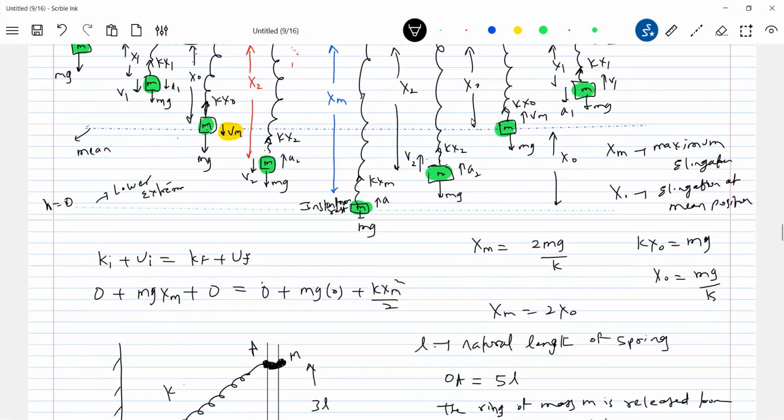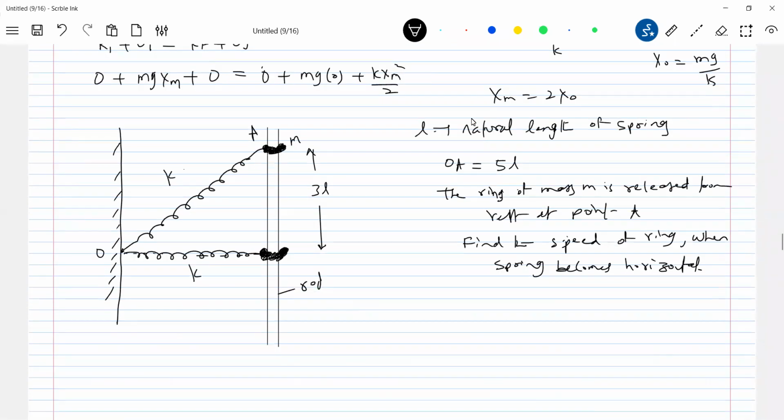So let me take this one. There's a fixed rod. The ring of mass m is released from rest at point A. Find the speed of the ring when the spring becomes horizontal. What is L? L is the natural length of the spring. What is the length OA? OA equals 5L, no? It is given in the description. So is the spring elongated or compressed? The length of the spring is more than the natural length, so the spring is elongated. So how will the spring force act? Spring force will act like this.